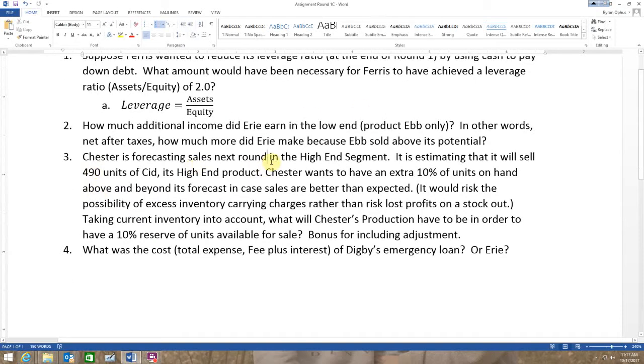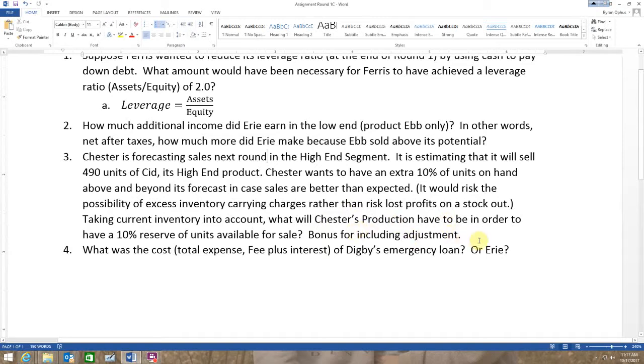Okay, question 3. Chester's forecasting sales next round in the high-end segment. It is estimating it will sell 490 units of Sid, its high-end product. Chester wants to have an extra 10% of units on hand above its forecast in case sales are better than expected. So 490 times 1 plus 10%. It would risk excess inventory carrying charges rather than risk lost profits on a stockout. Taking current inventory into account, what will Chester's production have to be in order to have a 10% reserve of units available for sale?